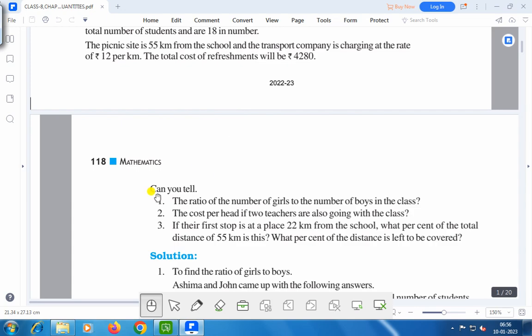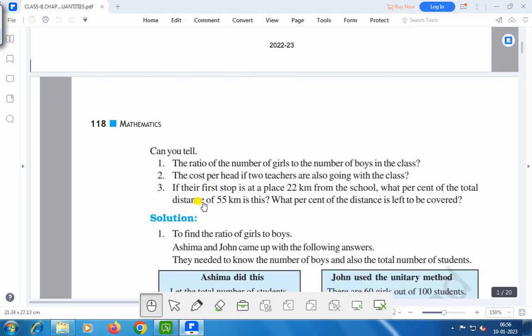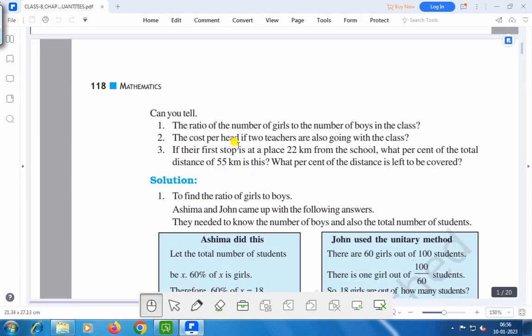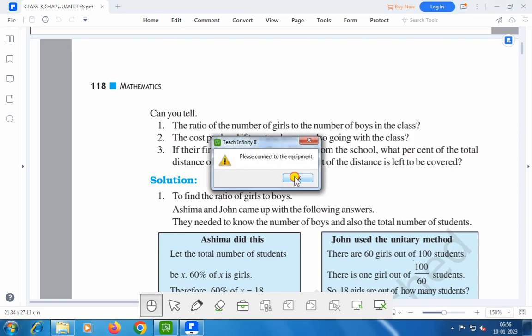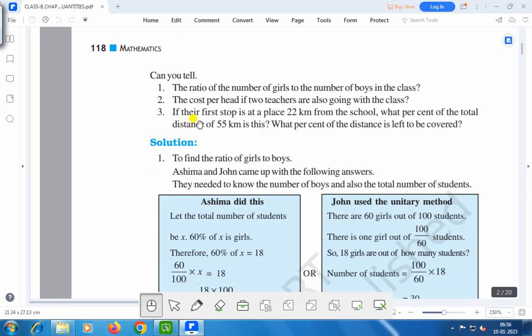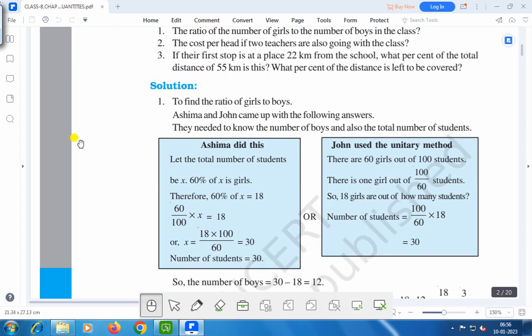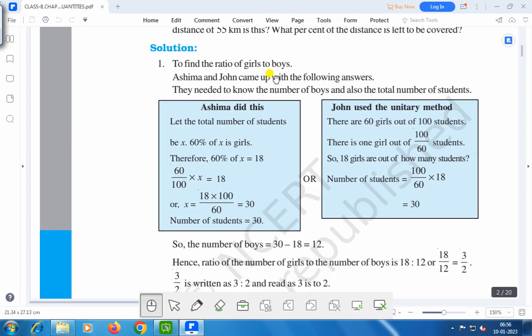Can you tell the ratio of the number of girls to the number of boys in the class? The cost per head if two teachers are also going with the class. If their first stop is at a place 22 km from the school, what percentage of the total distance of 55 km is this? What percent of the distance is left to be covered? First, find the ratio of girls to boys.